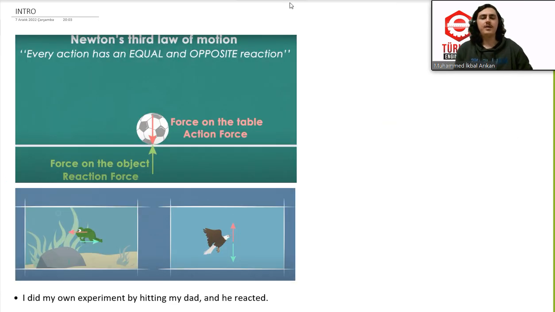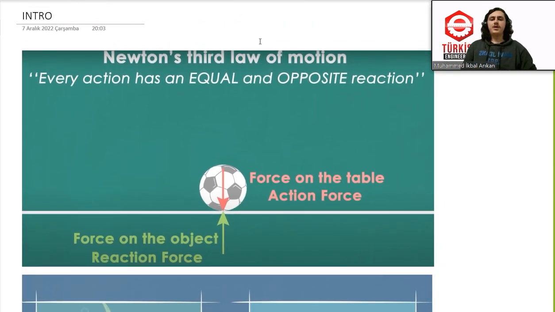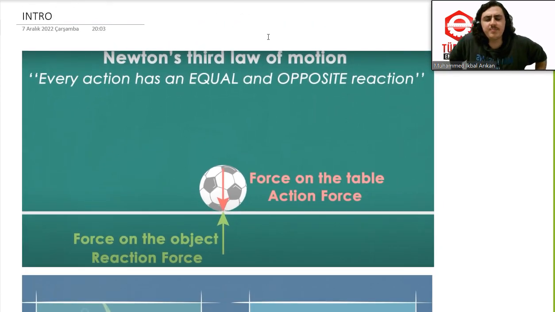Okay. Now we will study the third law, the third law of motion. This is just a simple idea.